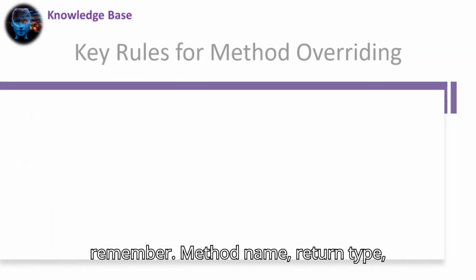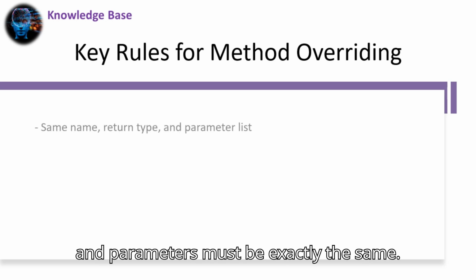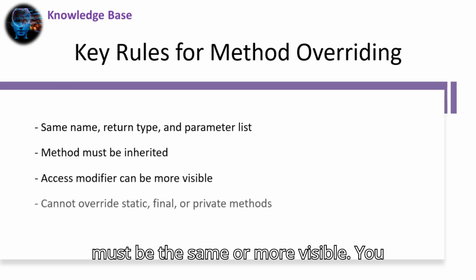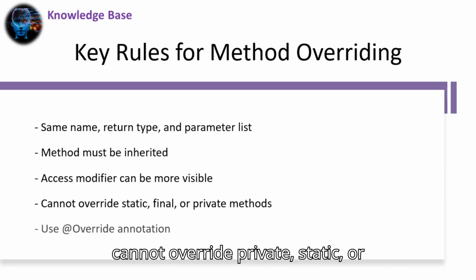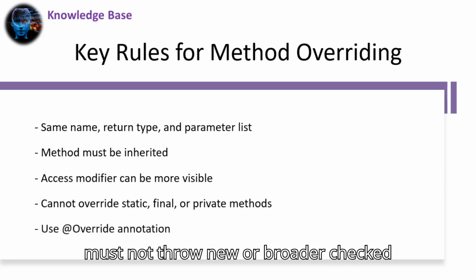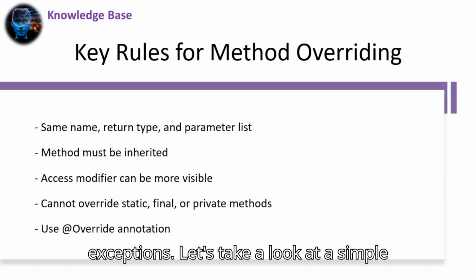There are a few important rules to remember. Method name, return type, and parameters must be exactly the same. The access modifier in the child class must be the same or more visible. You cannot override private, static, or final methods. The overriding method must not throw new or broader checked exceptions.